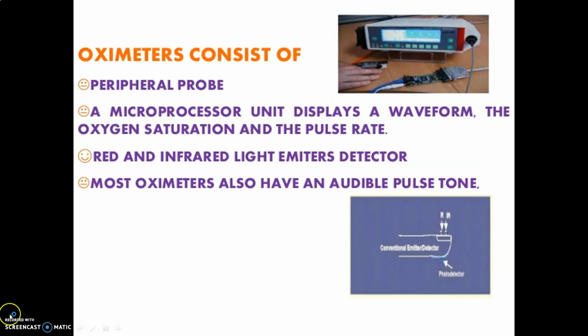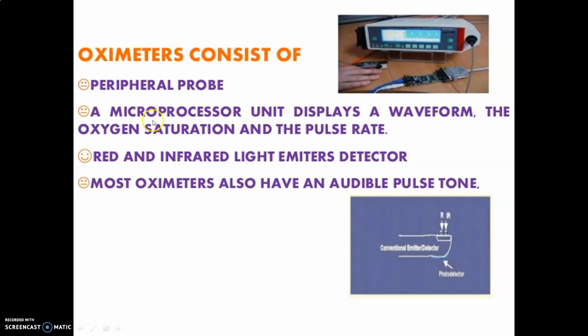So good afternoon. A pulse oximeter consists mainly of three parts. The first is the peripheral probe. Peripheral probe means this probe which we attach to our finger. With the help of this, each and every piece of data which we are collecting, we will get through it.